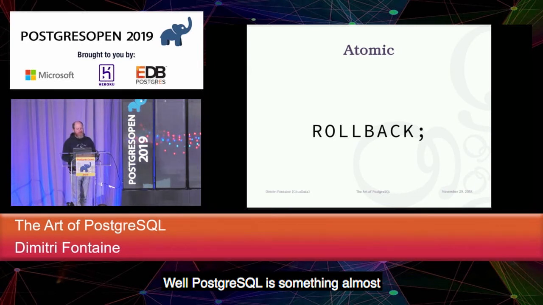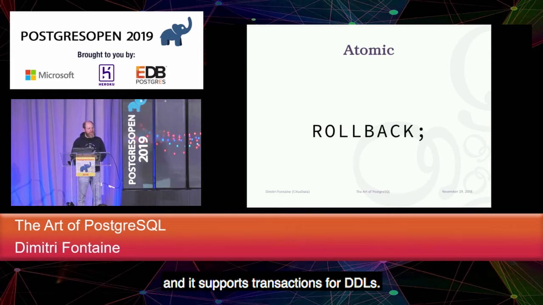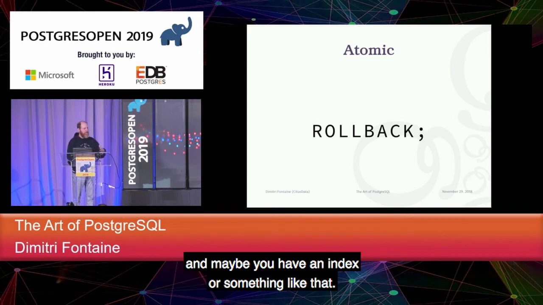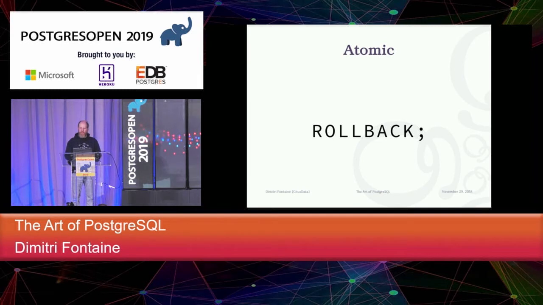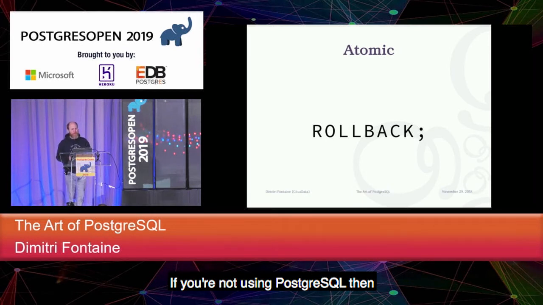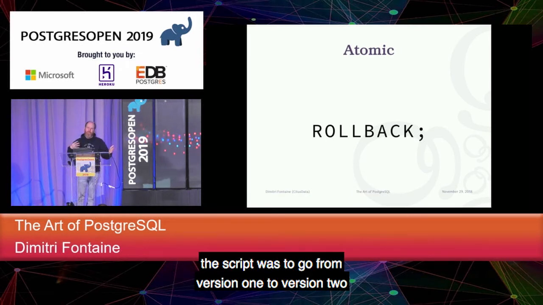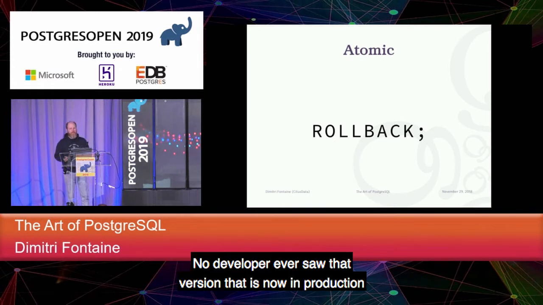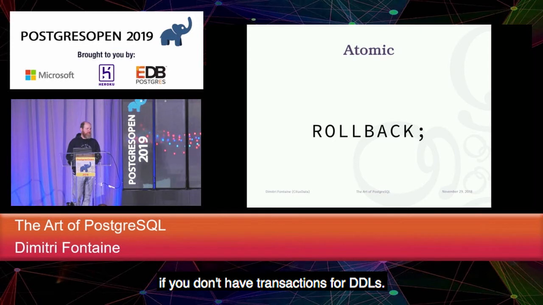Where PostgreSQL does something that almost no other system is able to do is it supports transactions for DDLs. So if you have an application script to migrate or move from one version to the next version of the schema, you add some columns, a new table, maybe a new index, something like that. Well, then what happens if file system is full in the middle of the script? If you're not using PostgreSQL, then you had version 1 in production. The script was to go from version 1 to version 2, and it failed in the middle. So now you have a version that nobody ever saw anywhere. No developer ever saw that version that is now in production if you don't have transactions for DDLs.